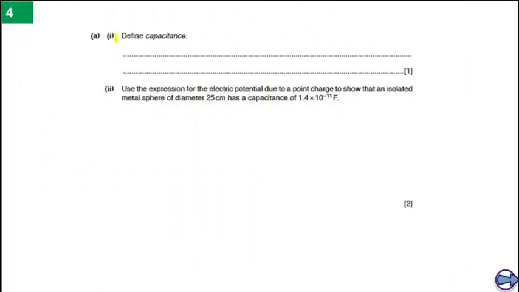Part A is simply asking us to define capacitance. So this is a kind of standard question. Most of the time you will see it if there is any question about capacitors in an exam paper.